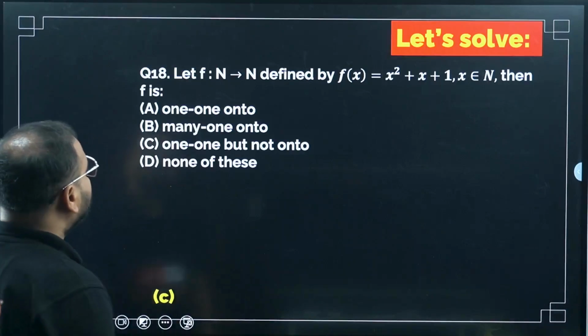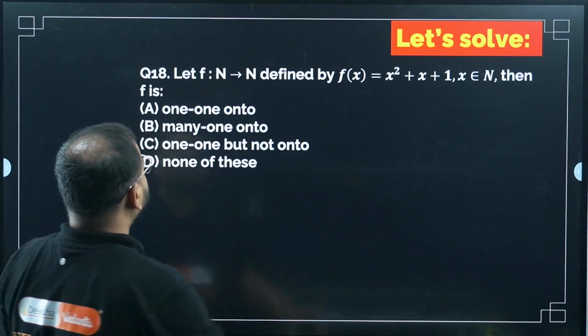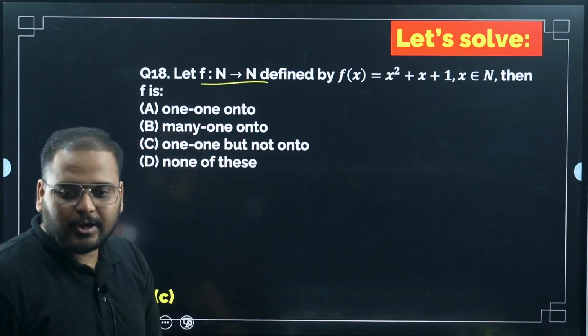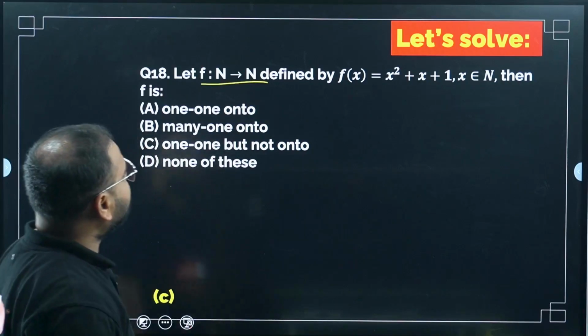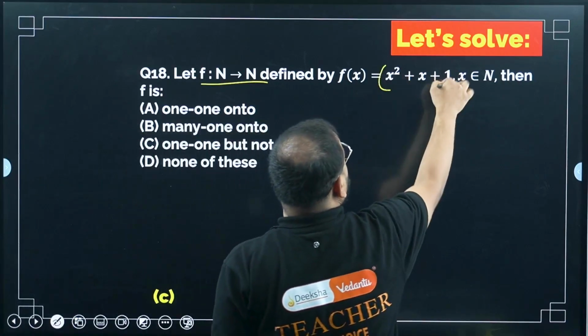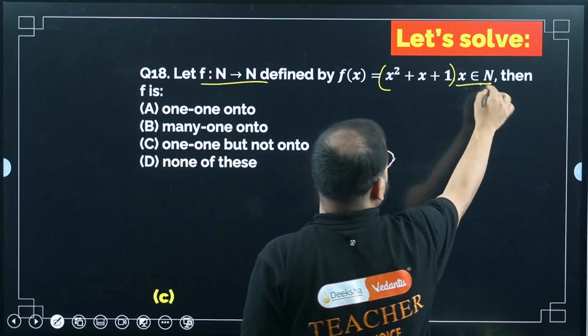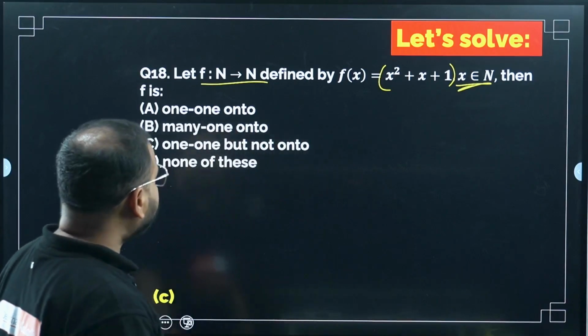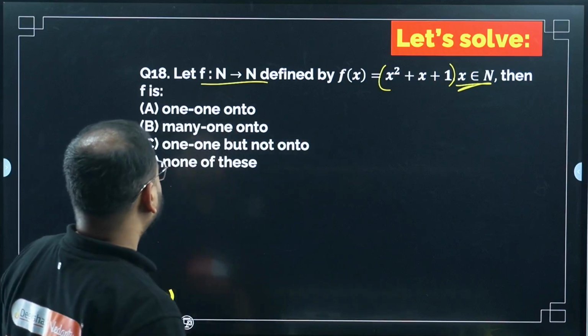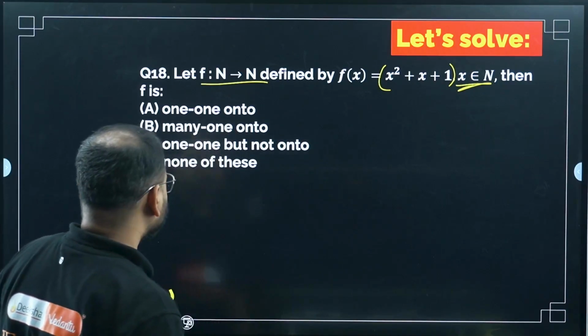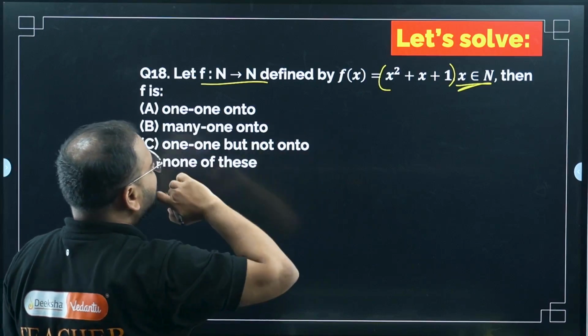18th problem. Let the function be defined from N to N. f(x) is given by this, for all natural numbers. Then f is what? Let's check. I'll write it as y equals x square plus x plus 1.